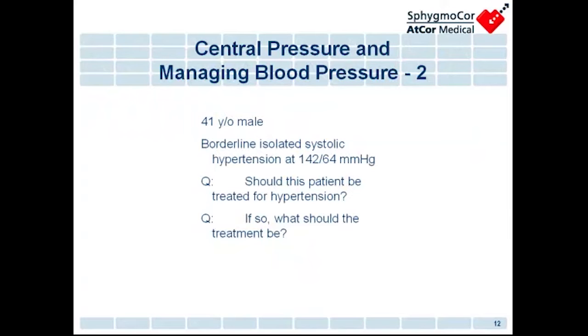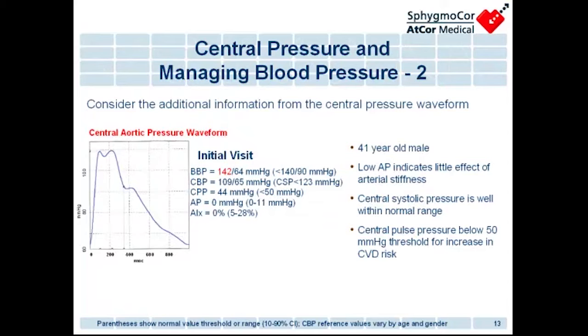So let's talk about another person. Let's talk about a 41-year-old male with borderline isolated systolic hypertension. So should we treat this patient, and if so, what should the treatment be? This might be a familiar slide, but actually it's not. So what we have is a brachial pressure of 142/64, but the central blood pressure is quite a bit lower. The central pulse pressure is within the normal range, maybe a little on the high side. But we have an augmentation pressure of 0 and an augmentation index of 0.